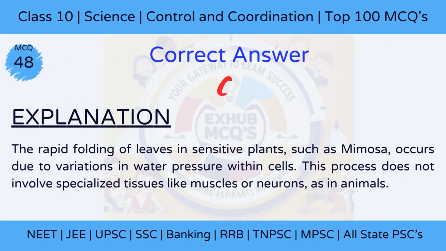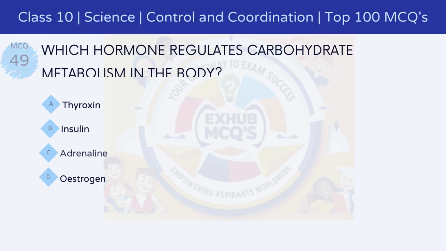The correct answer is option C, variations in water pressure. The rapid folding of leaves in sensitive plants such as mimosa occurs due to variations in water pressure within cells. This process does not involve specialized tissues like muscles or neurons as in animals.